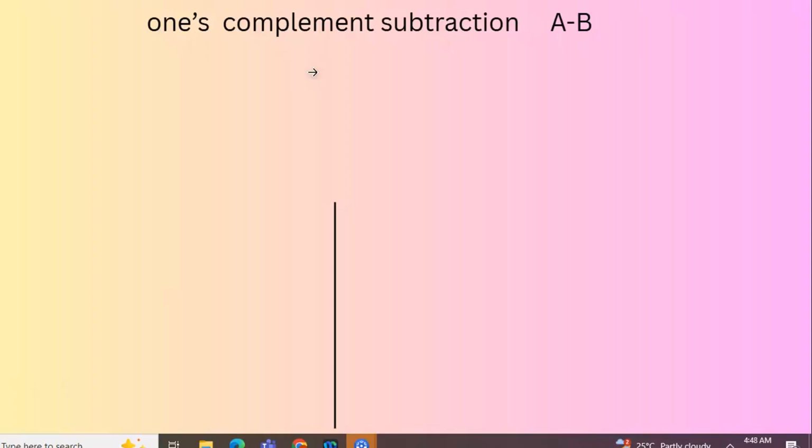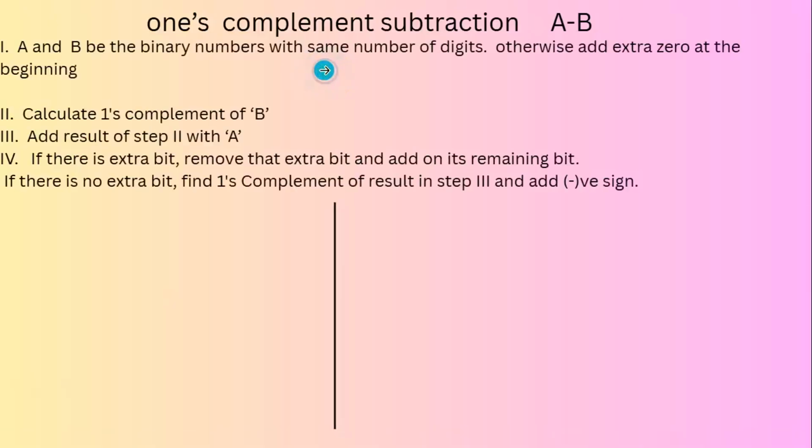Anyway, let us see how 1's complement subtraction is done. For example, let A and B be binary numbers with the same number of digits. That is, if one number has 3 digits, the other number will also have 3 digits. Otherwise, you add extra 0s at the beginning. If one number has fewer digits, you add zeros in the beginning so that it will not affect the value of the number.